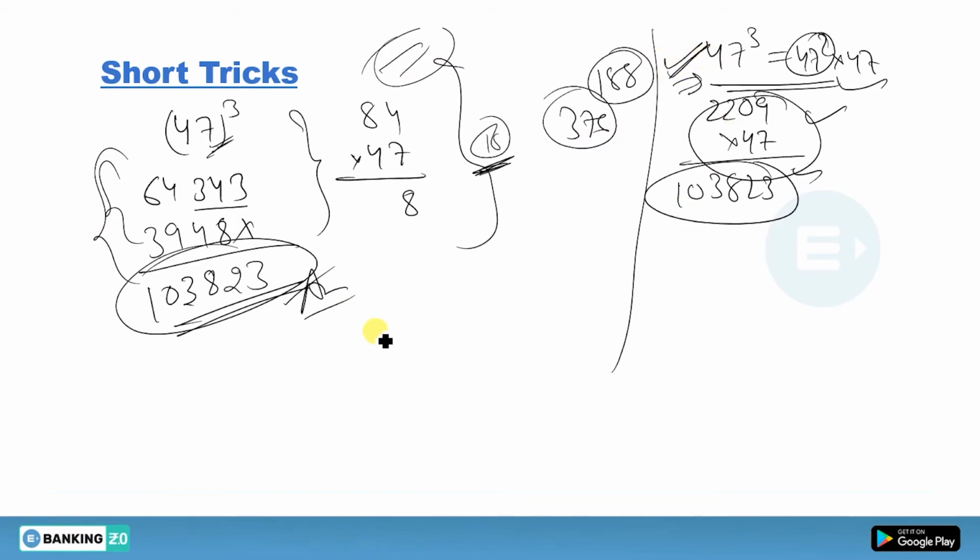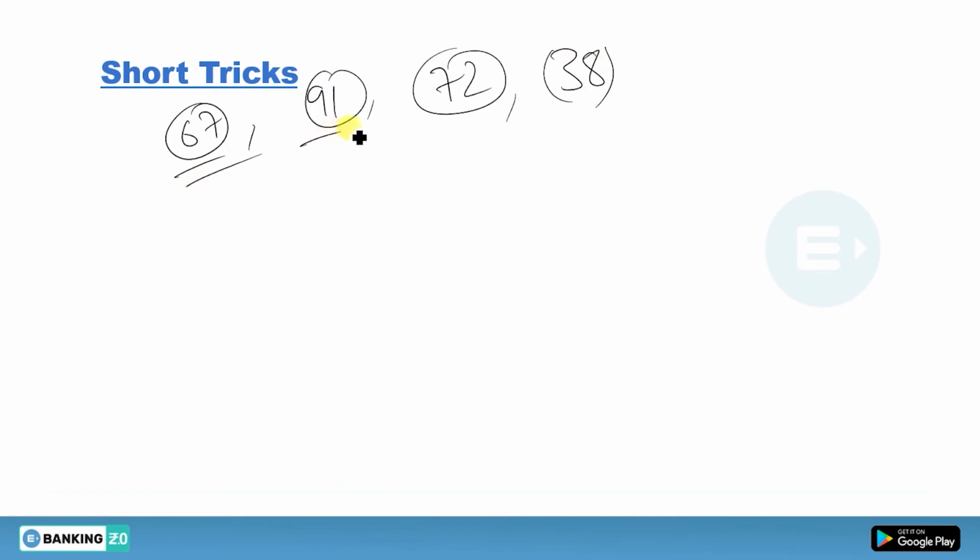Now I'm gonna give you some homework. So what are the homeworks? First one is your 67. Suppose 91, you have to find the 72. You have to find this 38. So please do this at home and comment the answer in the comment box. Okay, then I'll check whether those are right or wrong. Okay, now move to the next.